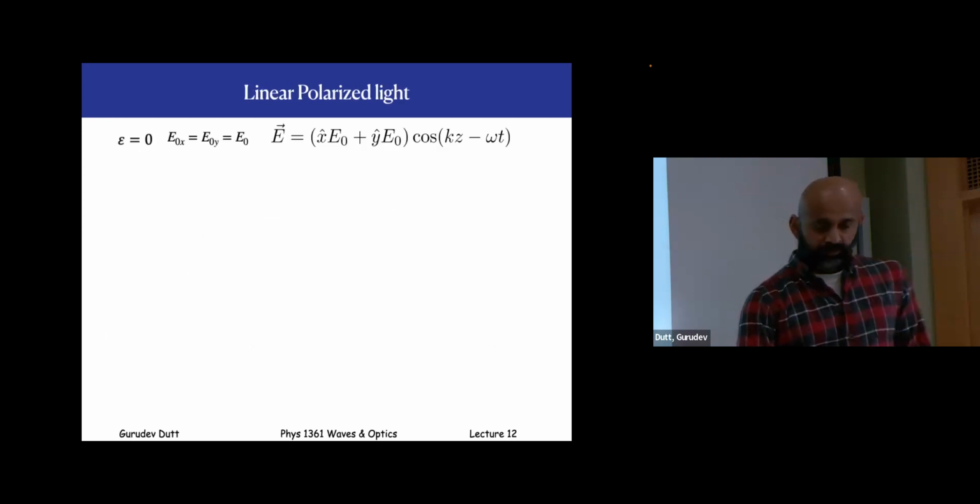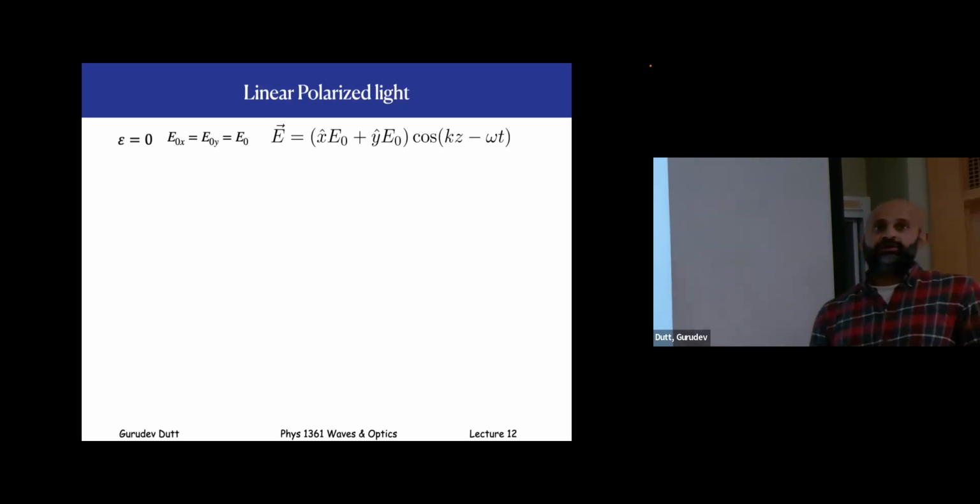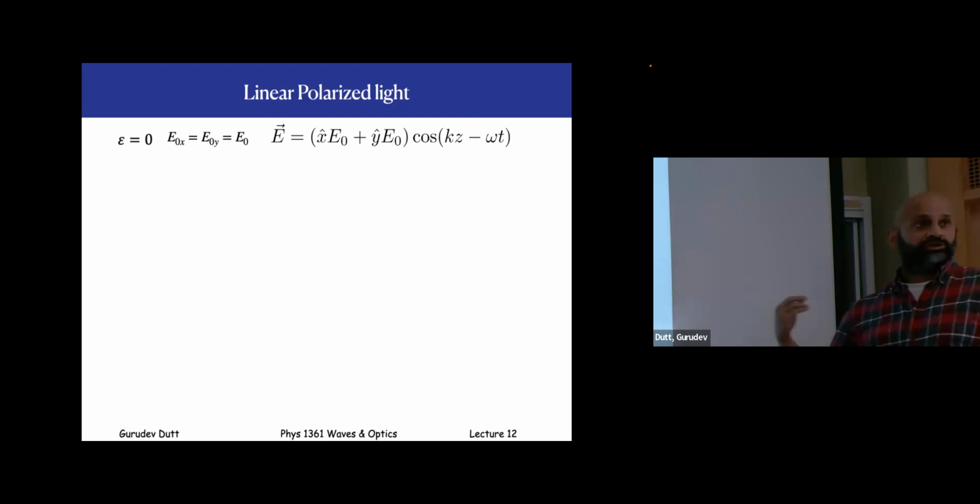Okay, so now let's consider some examples, which will hopefully make it a little bit more clear what I'm talking about. First, the simple case: we'll take that phase difference epsilon between the X and the Y components to be 0. For simplicity, we're also going to assume that the X component and the Y component of the electric field are equal to each other. So E naught X and E naught Y are equal to the same value, E naught.